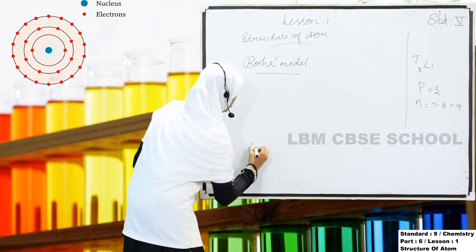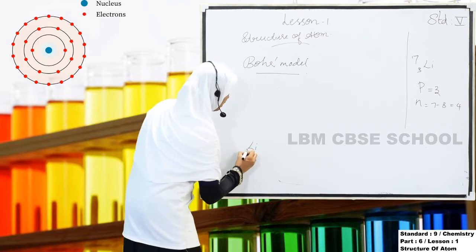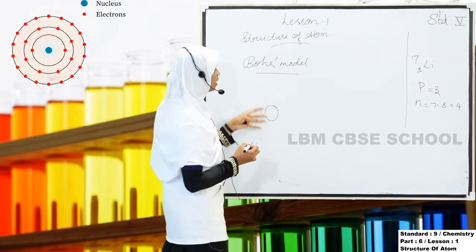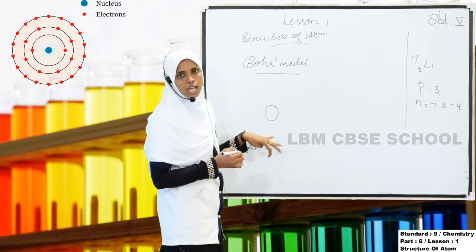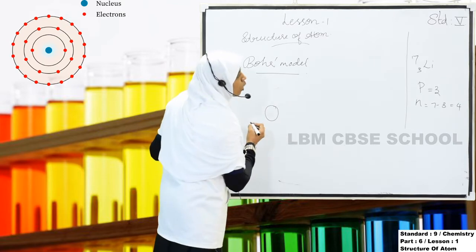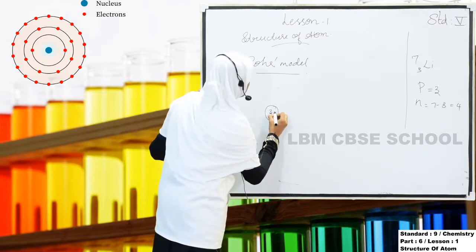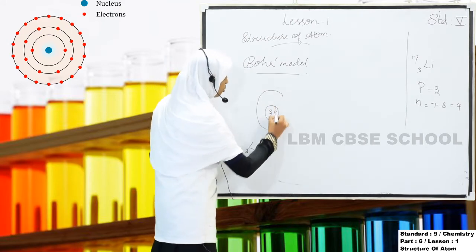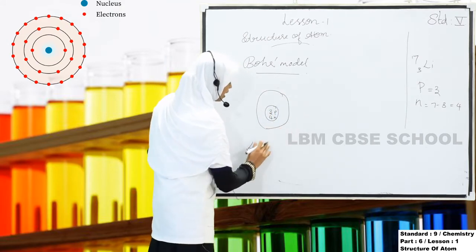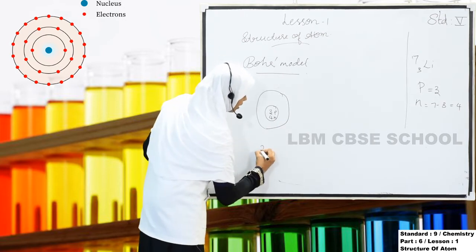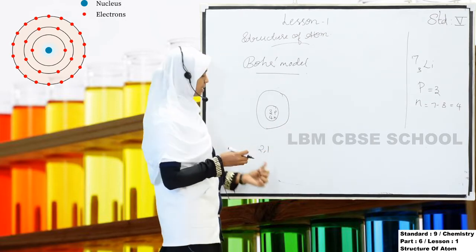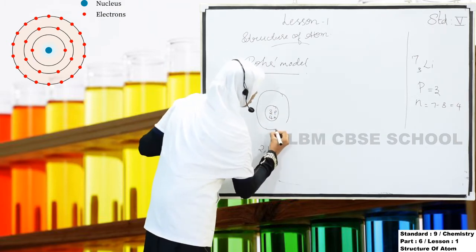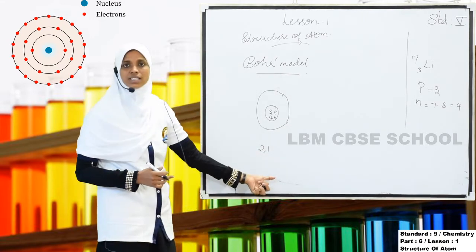First of all we draw the nucleus. Here we write the number of protons and neutrons: 3 protons and 4 neutrons. Then we draw the Bohr model. The atomic number is 3, so the electronic configuration is 2, 1. In the second shell there is 1 electron. First of all we write the first shell; here the electronic configuration is 2, 1.